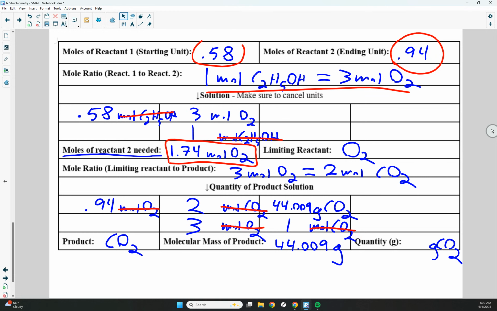So the way we plug this into our calculator is 0.94 times 2 times 44.009 divided by 3, enter. And when you do that, you should get 27.58 grams. So that's the amount of carbon dioxide we can make when we have the amount of reactants described here. So pause the video and see if you can do this with the U-Try.